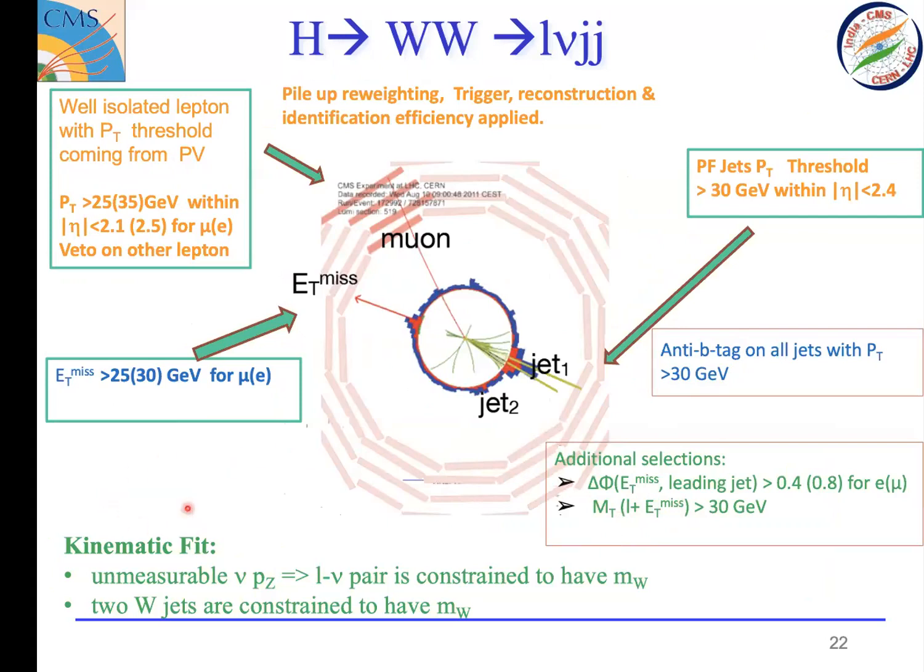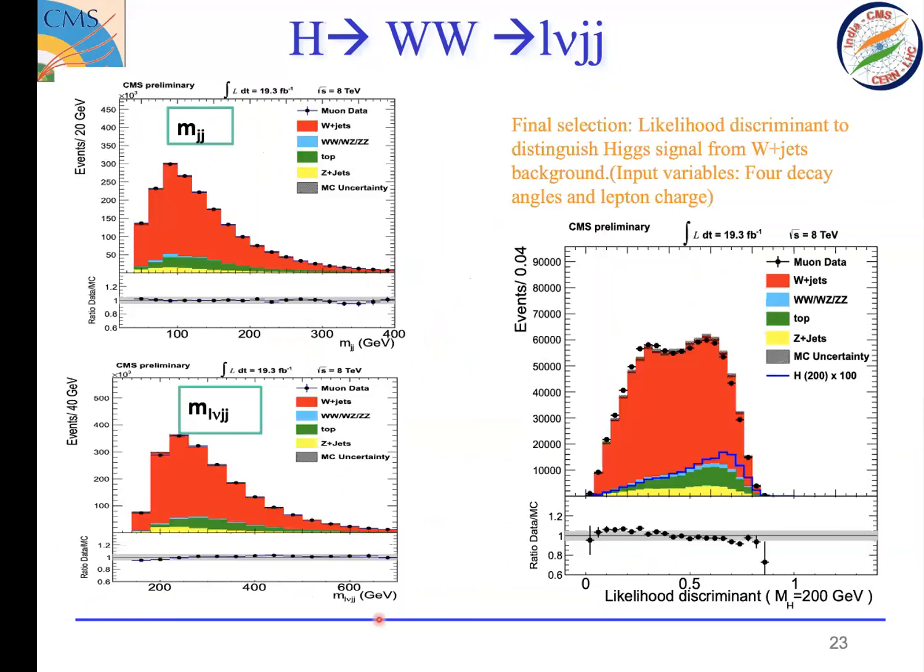What was interesting in this analysis was that the PZ of the neutrino, in general, is unmeasurable, right? So a kinematic fit was performed to basically get the idea of this PZ of the neutrino by constraining the L nu pair mass to be consistent with MW and also the dijet's mass to be consistent with MW. Now, this actually improves the dijet mass resolution in this channel, which is shown on the top left. But this can also help you get the complete kinematics out of the Higgs decay.